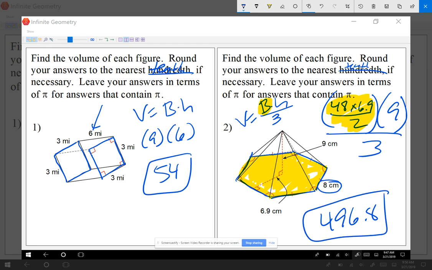Decimals, if you get them, rounded to the nearest tenth, 1 decimal place. On the quiz tomorrow, you're looking at 2 of each. There's a total of 10 questions, so that's 4 right there. Any questions on these? No?